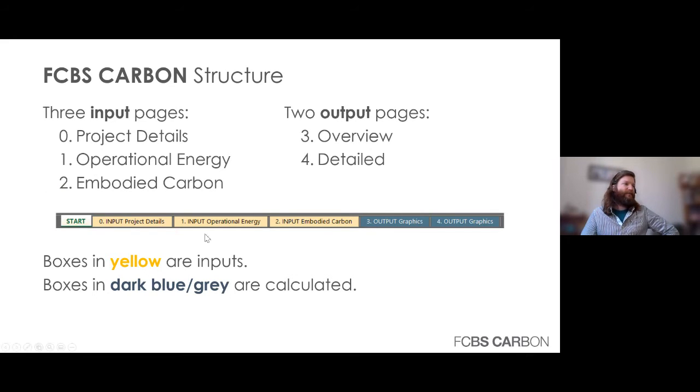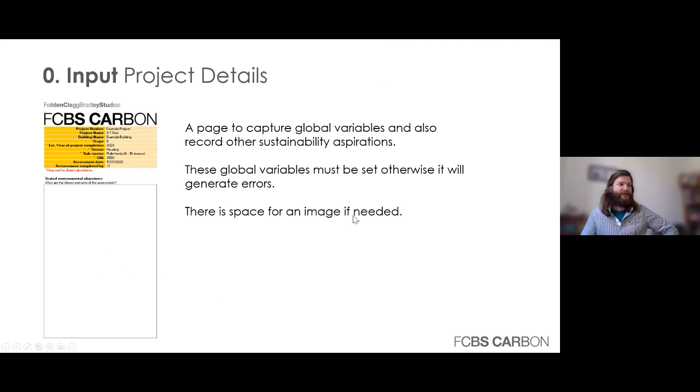So there's 3 input pages, which are yellow. There's 2 output pages, which are in blue. All the way through, yellow is an input, dark blue, grey is a calculated bit. Hopefully it's colorblind friendly. I think it mostly is. And you just work your way through it. Like all good spreadsheets, you start at the left and work from left to right.